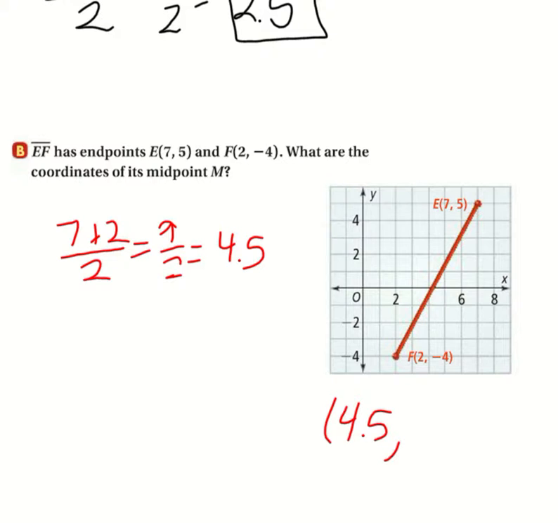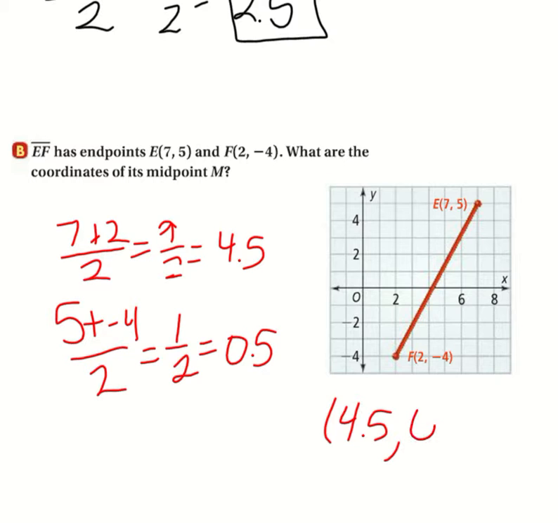Now we do the same thing with our y values. 5 plus -4, divided by 2. That equals 1/2, which is 0.5. So you have 4.5, 0.5. If we go onto our graph now, here's 2, 3, 4, 4.5, 0.5. That's about right in the middle of that box. Yeah, right there. So that's using the midpoint formula.